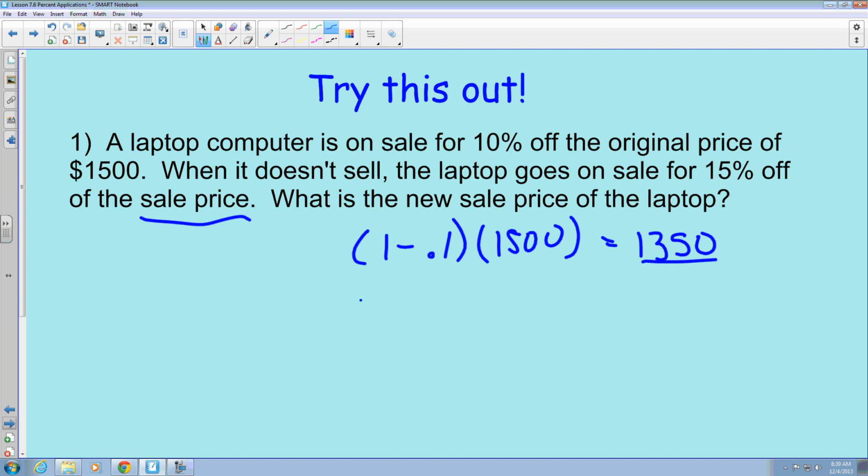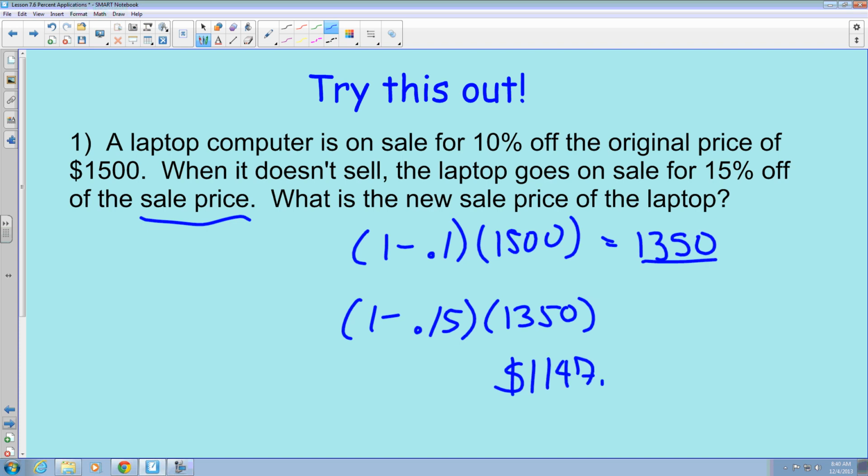So now I have to go 1 minus 0.15, which is the decimal equivalent of 15%. And then this gets multiplied by 1350. So 1 minus 0.15 gives me 0.85. Multiply that by 1350. And the new price now is going to be $1,147.50. Okay?